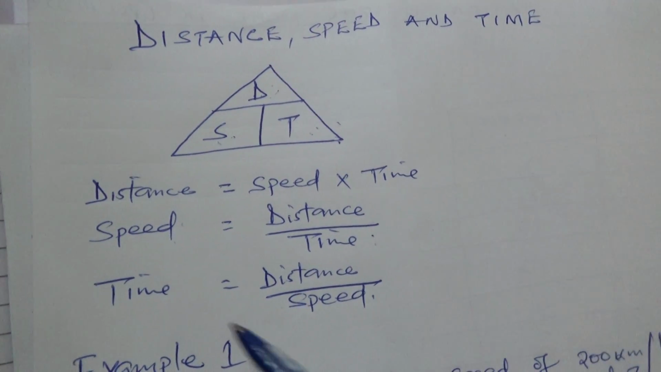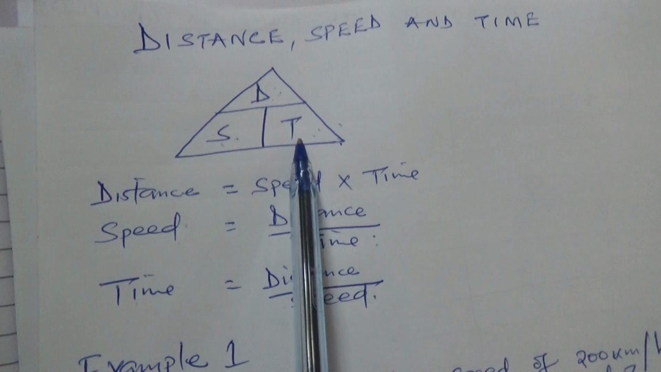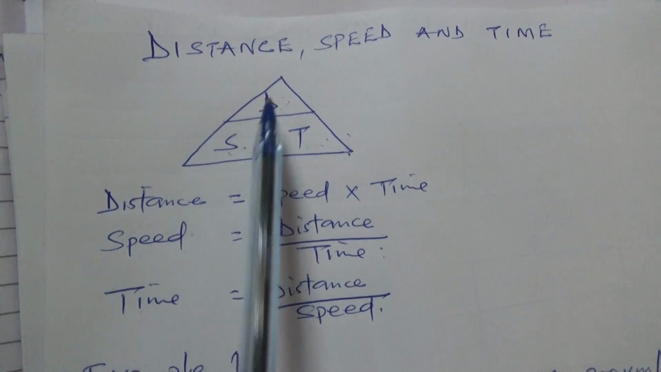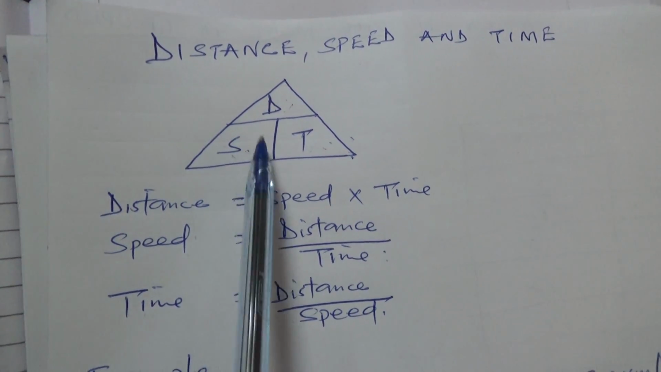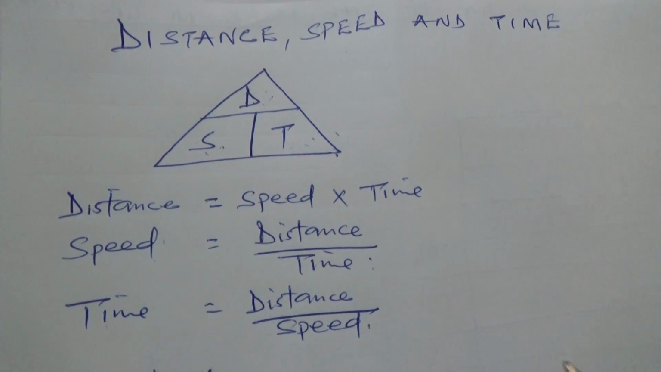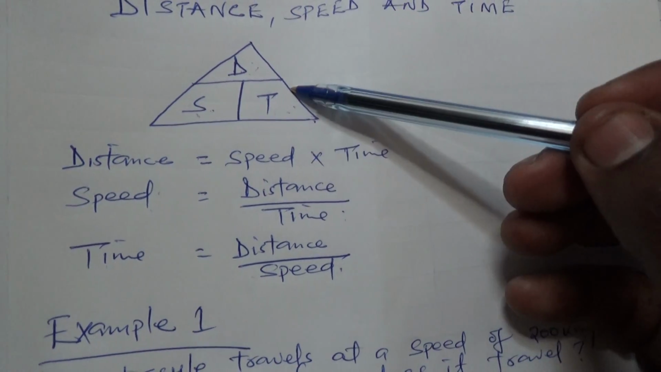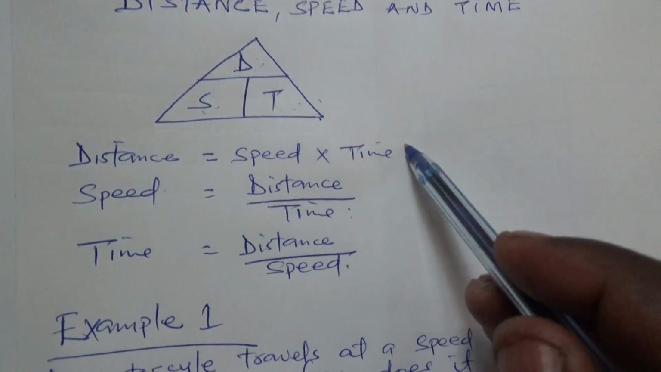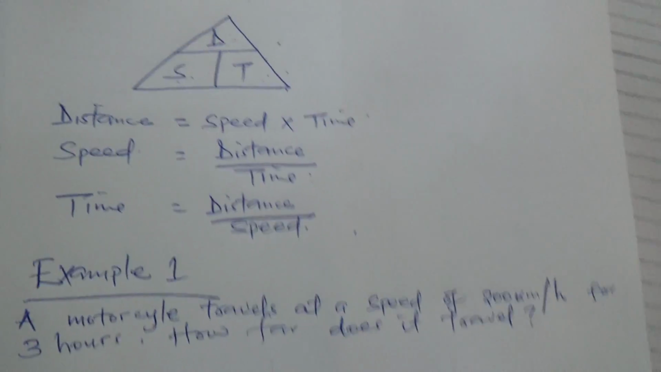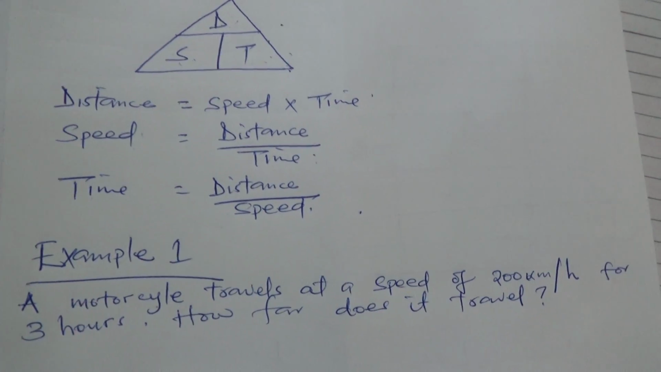All right? If you want to find the time T, it is distance divided by speed. If you want to find distance, you simply multiply S and T. So that is what we call the DST triangle. Okay? So if you can memorize it, then you are good to go. You can extract this relationship from it, and you can be able to solve mathematical questions that involve distance, speed, and time.